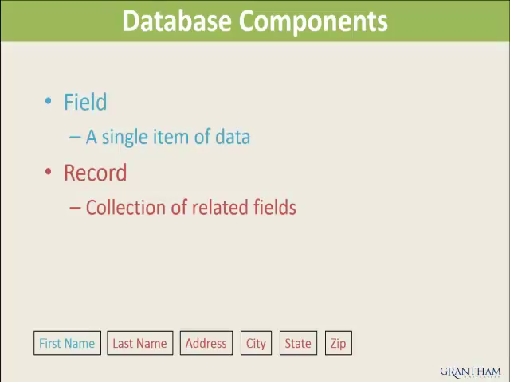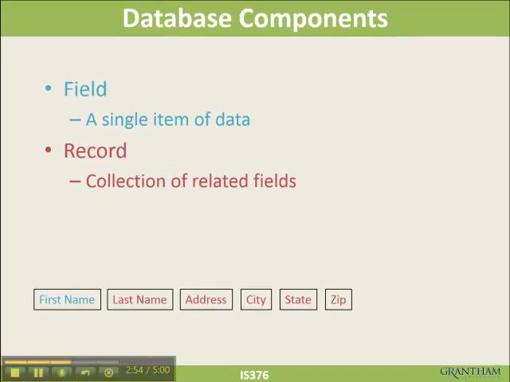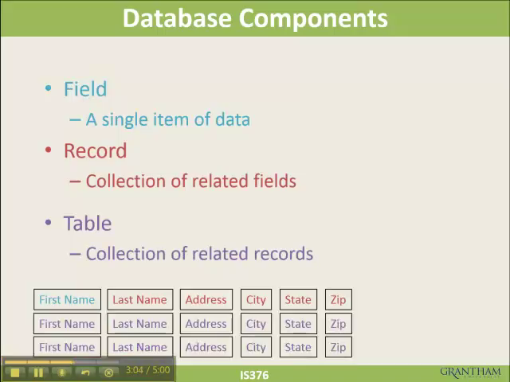An example of a record would be one address record containing the fields of first name, last name, street address, city, state, and zip. A database table contains many records of data. A database table, perhaps named addresses, could contain hundreds, thousands, or more records.